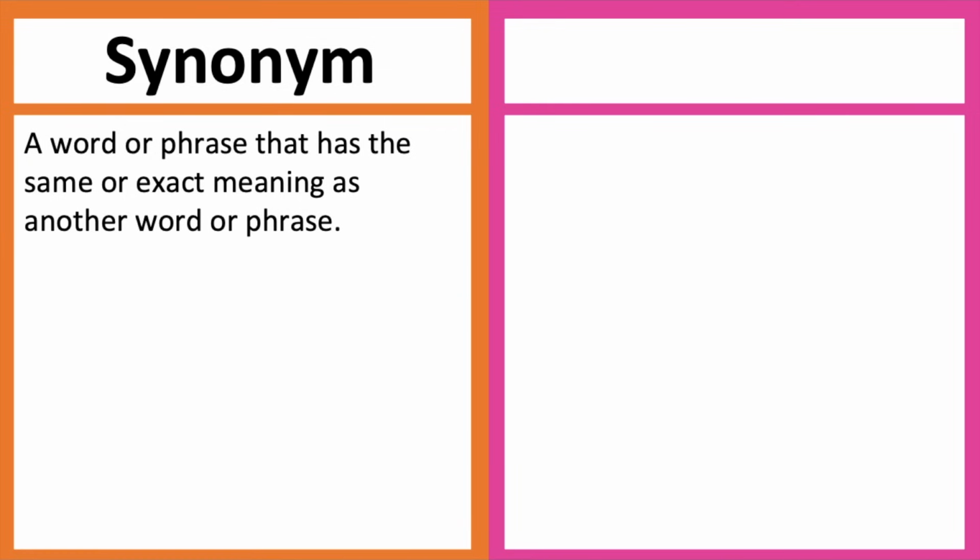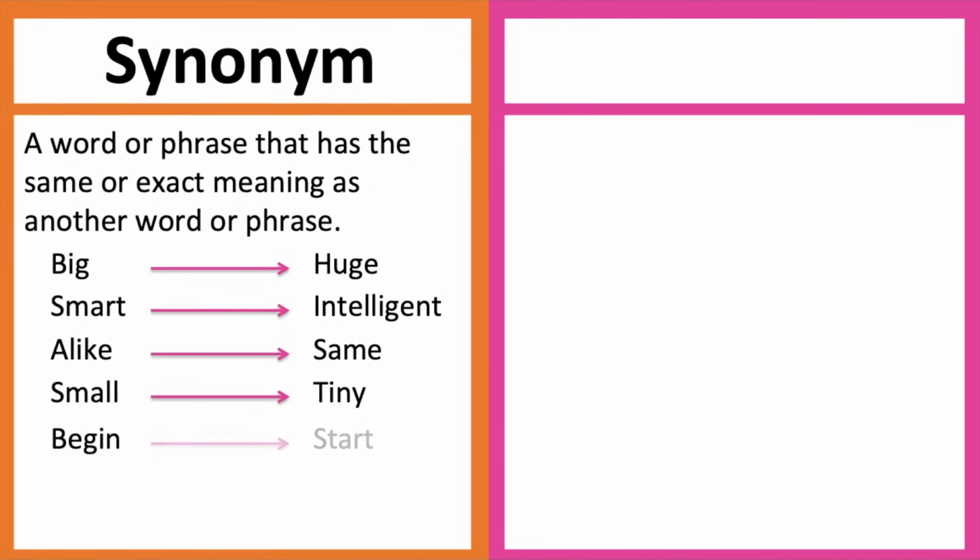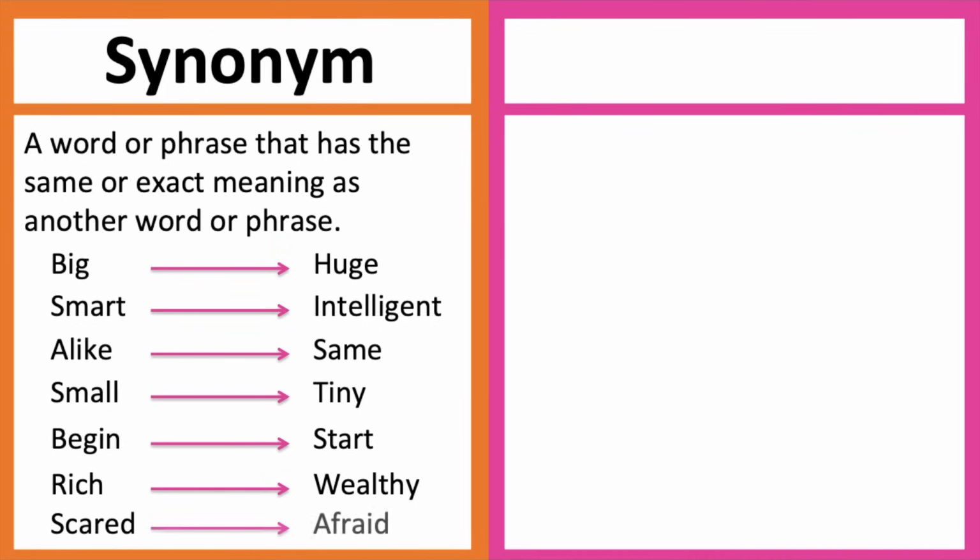Some common examples are big. The synonym is huge. So these two words have the same meaning. Smart, intelligent, alike, same, small, tiny, begin, start, rich, wealthy, scared, afraid.